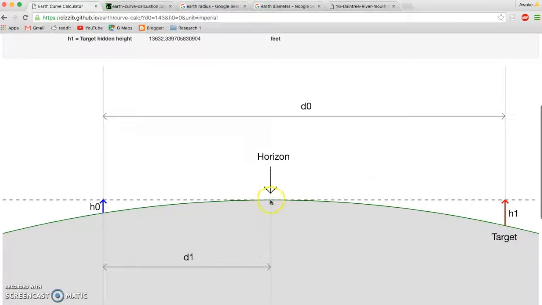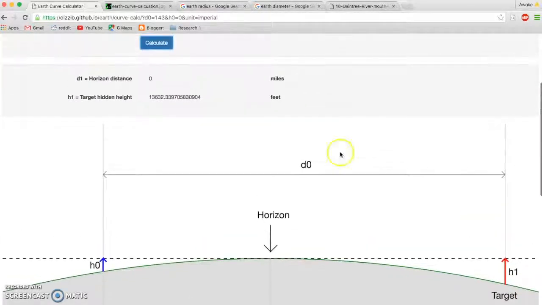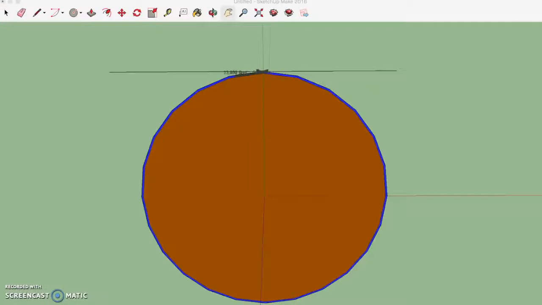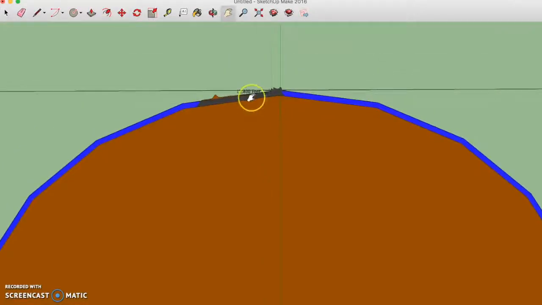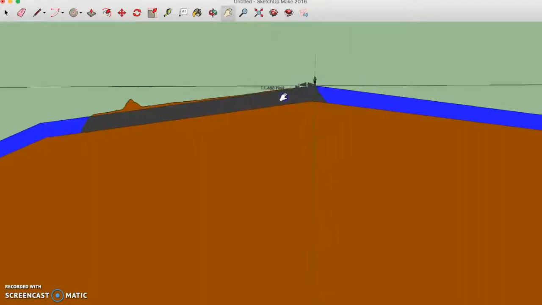So H1 is right here, H1. So this is right at sea level, and if the Earth is a ball and it curves, this distance, H1, at 143 miles, is 13,632 feet. So here I made a cross section of the Earth. You'll see here, this is sea level around the Earth. And zoom in here. I made some land.